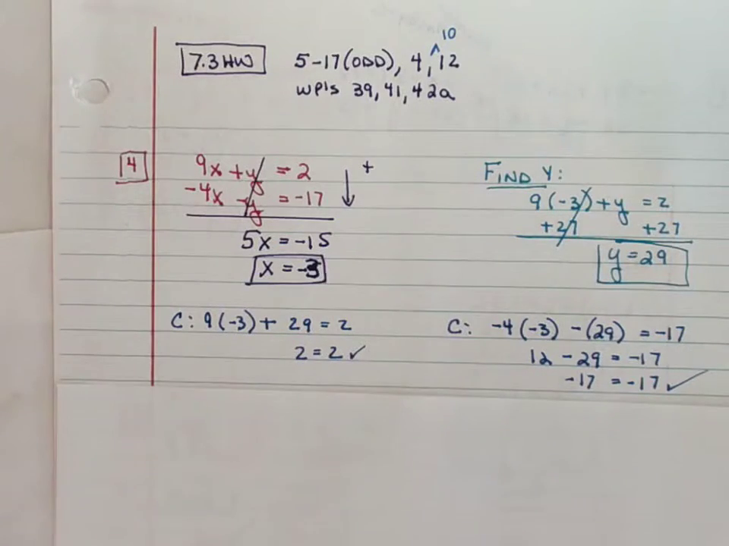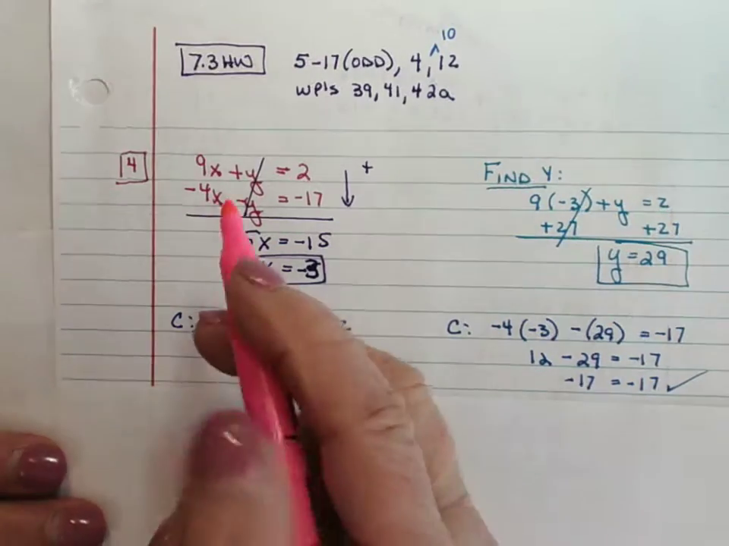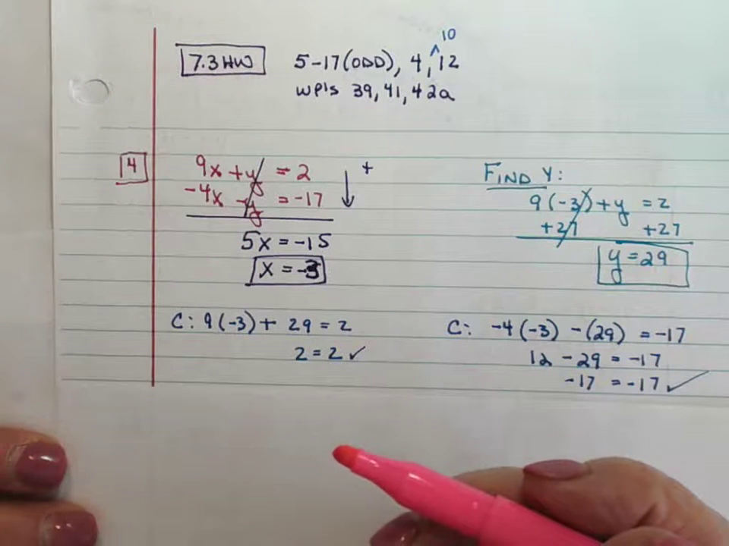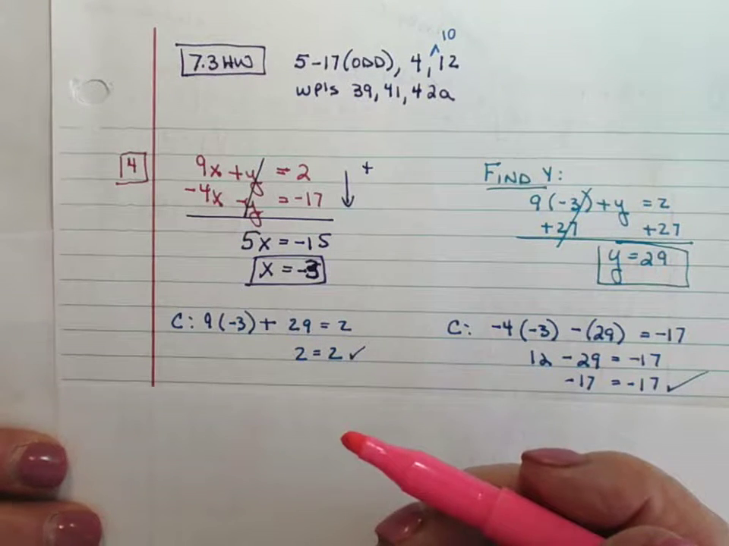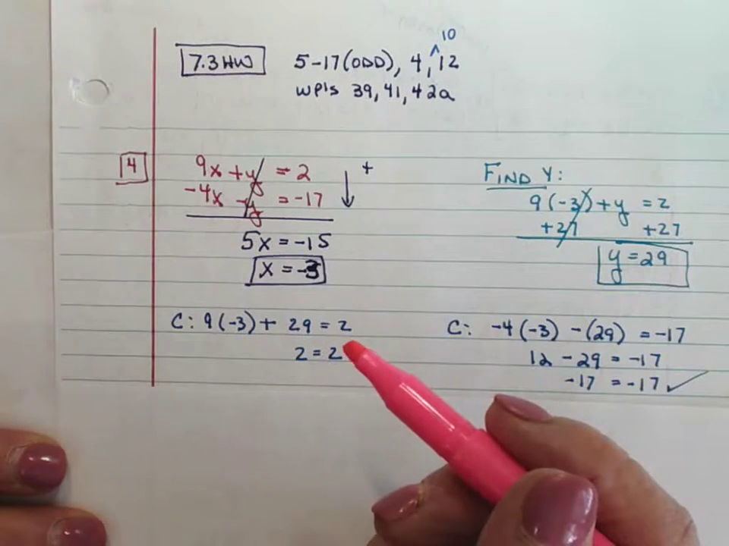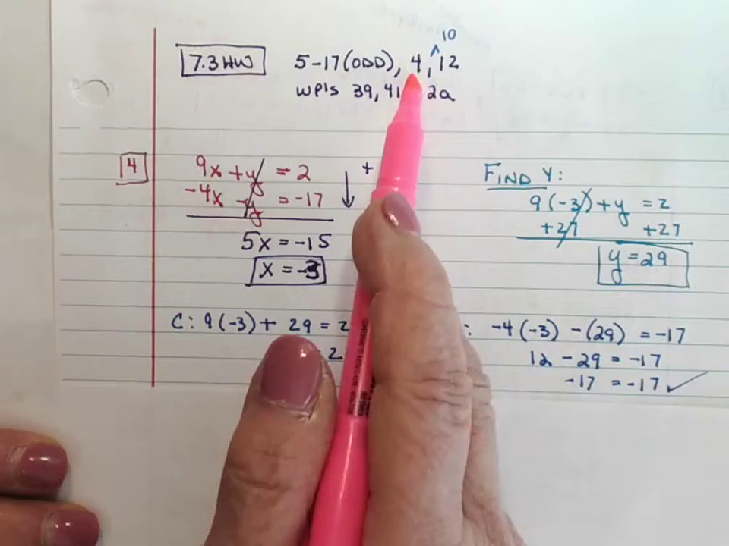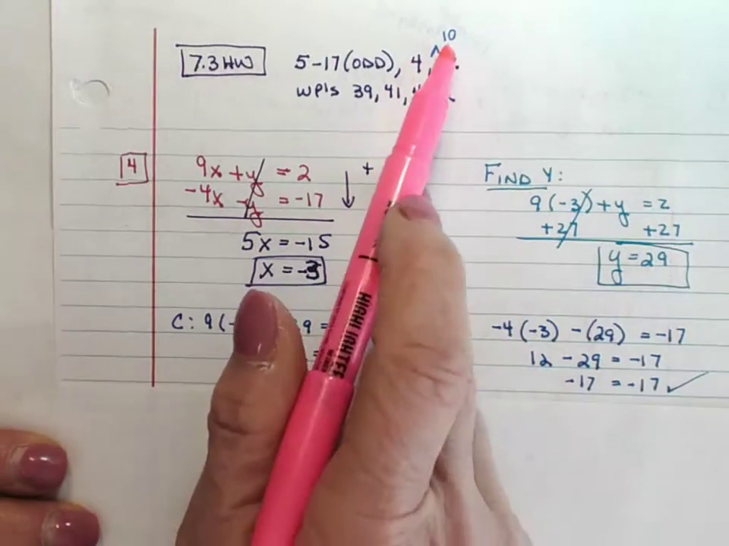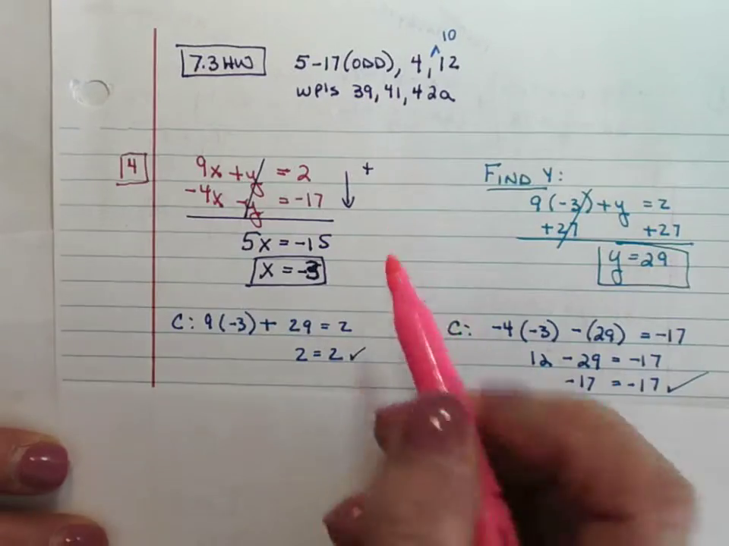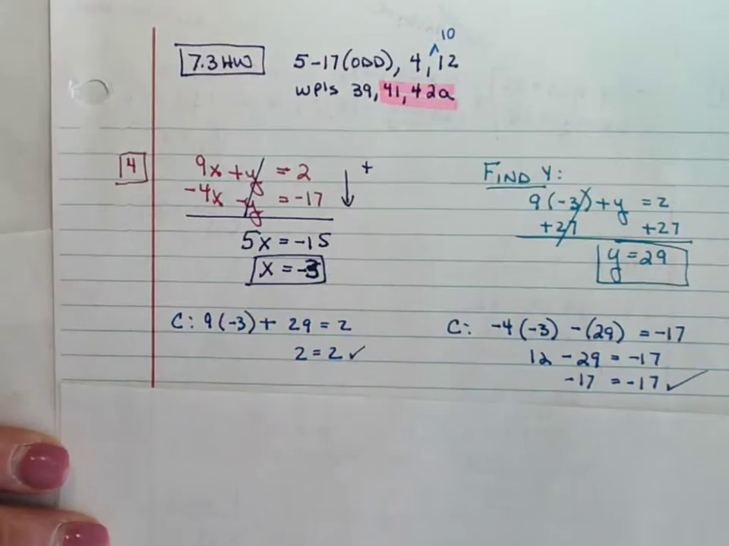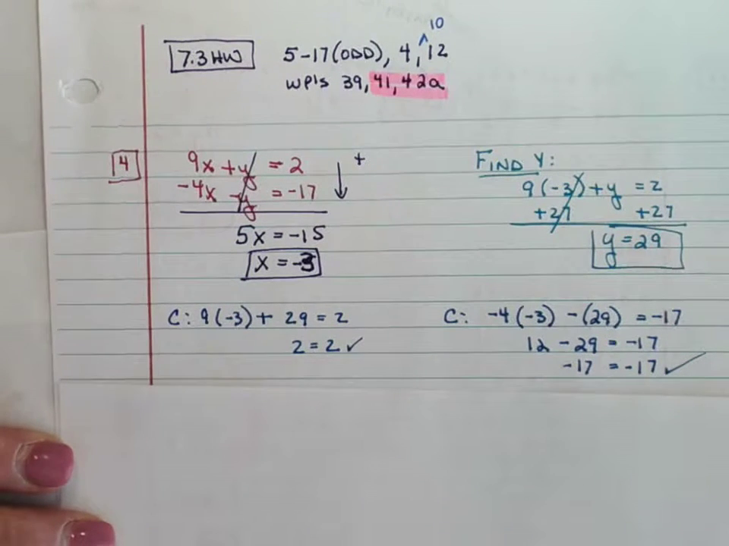I'm going to go over the homework for 7.3, which is solving systems using the elimination method. And in this case, it was either addition or subtraction. I'm going to go over the 3 even problems that you had to do, 4, 10, and 12. And then the 2 word problems that I assigned. Word problems are very important in this chapter.